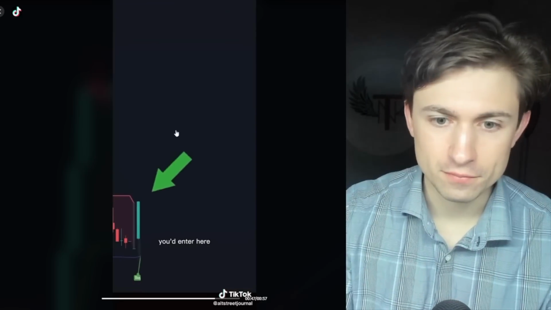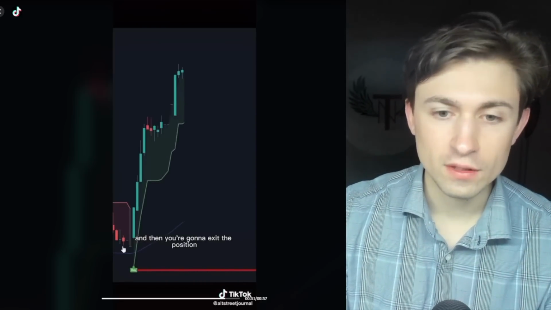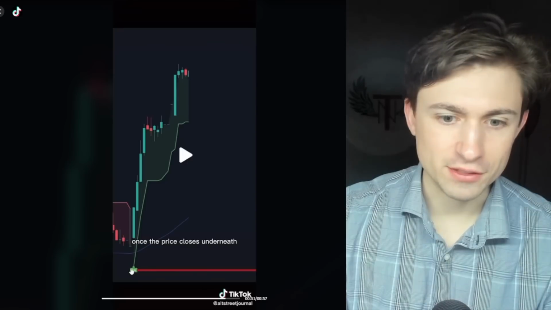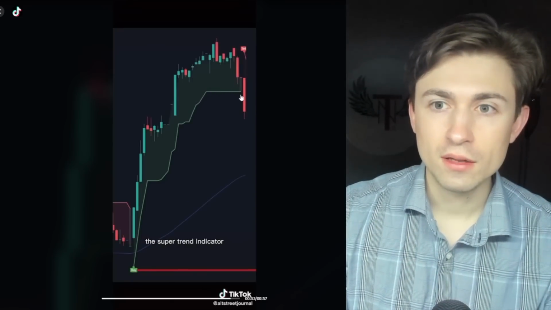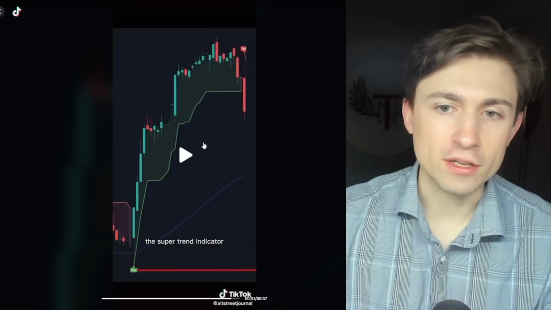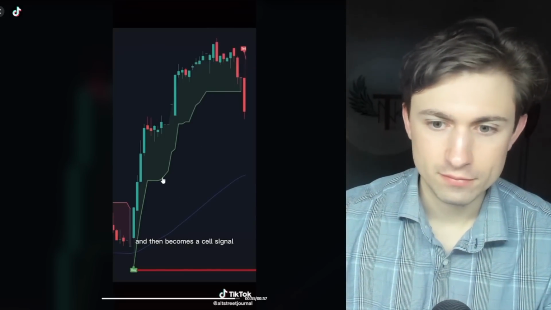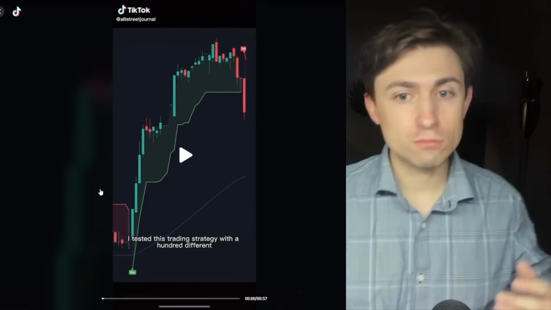So in this case, you'd enter here. Set your stop loss at the buy symbol. So stop loss is right where the buy signal is alerted. Interesting. Then you're going to exit the position once the price closes underneath the super trend indicator, and then it becomes a sell signal. And so I'm assuming he's probably going to, at that point, take a sell trade going in the opposite direction. So you'd sell here.